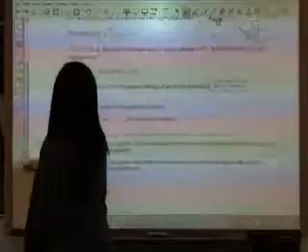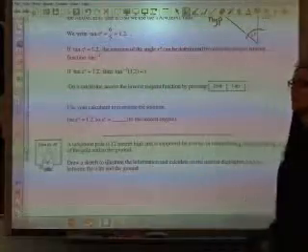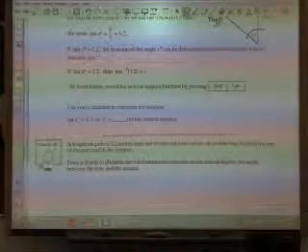So if I use my calculator, turn your calculators on, press the mode button to begin with, and make sure that you're in degree mode. Because if you are not in degree mode, you're going to get these questions wrong. If you don't know how to go into degree mode, put up your hand and I'll show you.